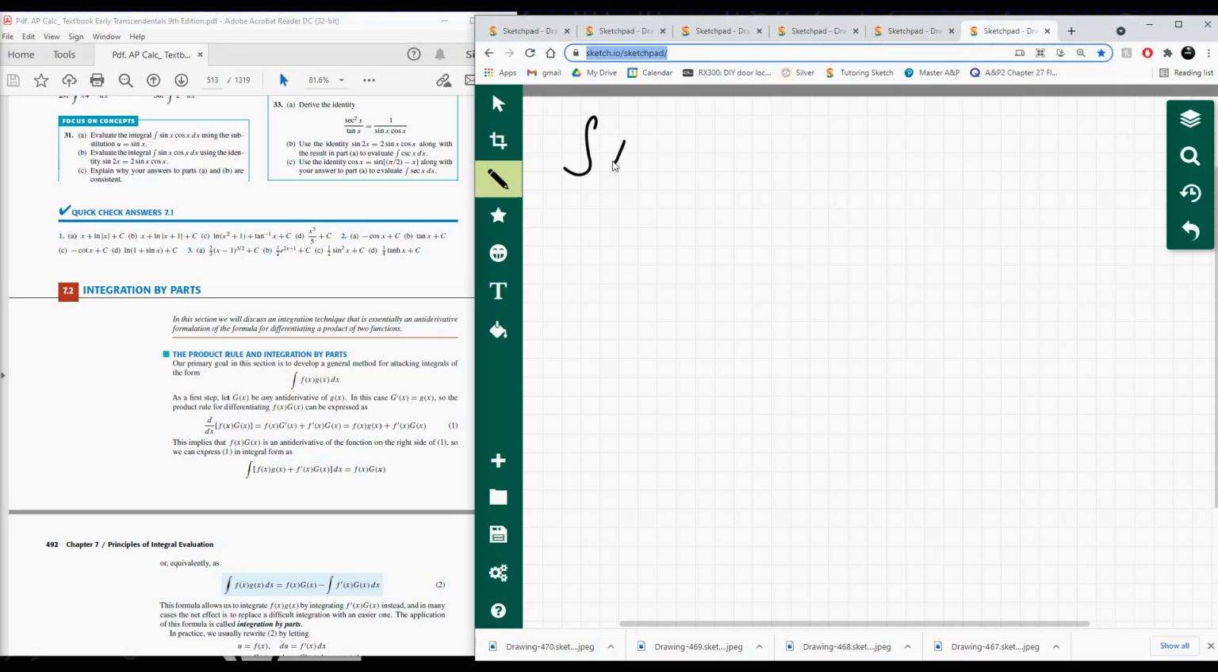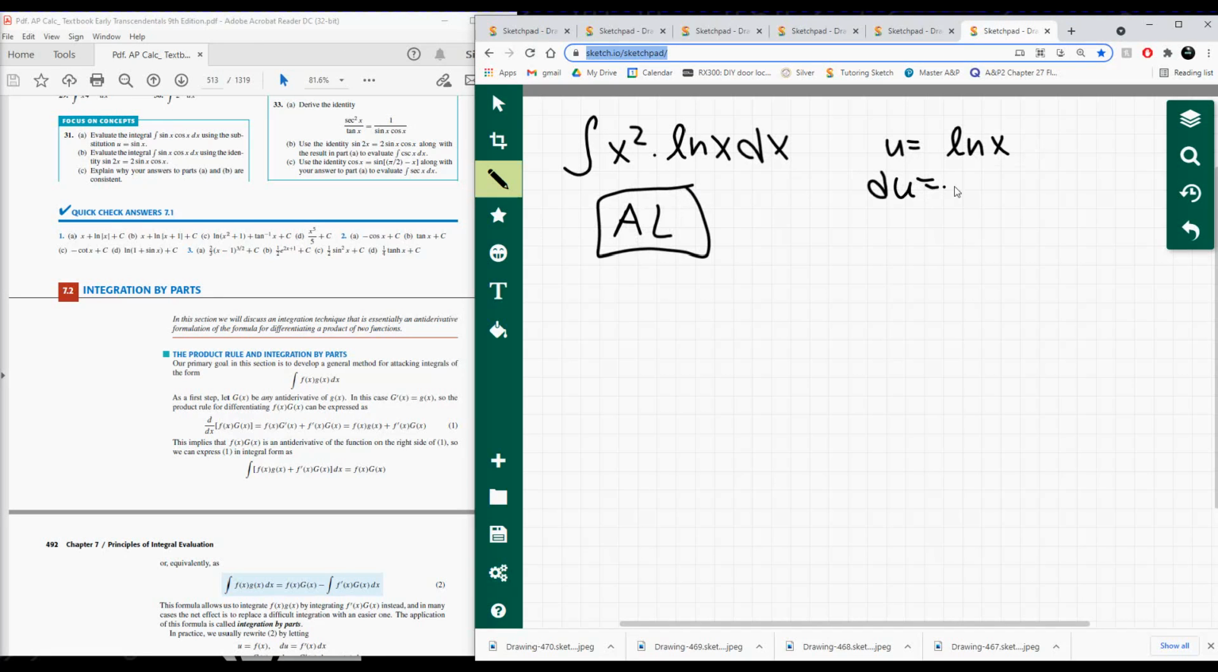One more example with logarithm would be, what if we have the integral of x squared times the natural log of x dx? So now we're tempted to do the u substitution with the algebraic, but remember this is an algebraic and a logarithmic, so we have to set u equal to the natural log of x, which sets du equal to 1 over x dx. And what we see is that when we set dv equal to x squared dx, the resulting v is going to be 1/3 x cubed.